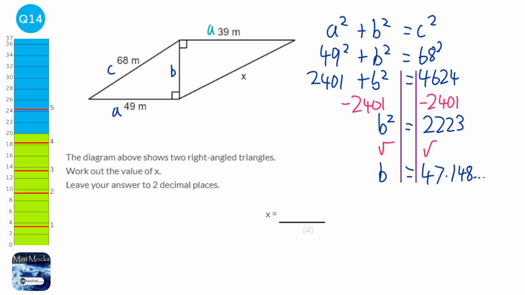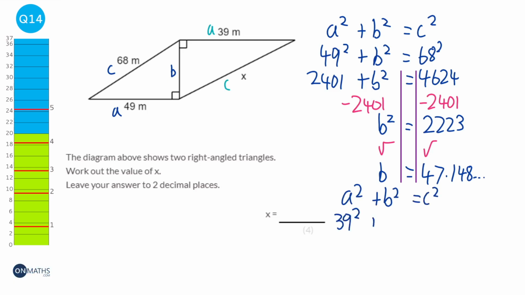Okay, we're now looking at the second diagram, and this time we've got our a, we've got our b, and we're going to call x the c. So it'd be a squared plus b squared equals c squared, but this time a is 39. B we are given as 47.148, we've just worked that out. And we're looking for c, in fact we can call it x now.